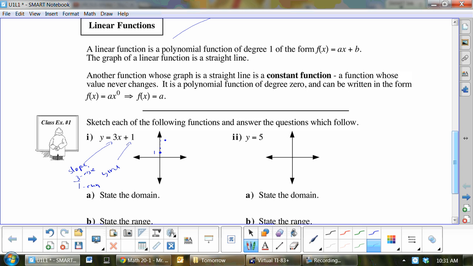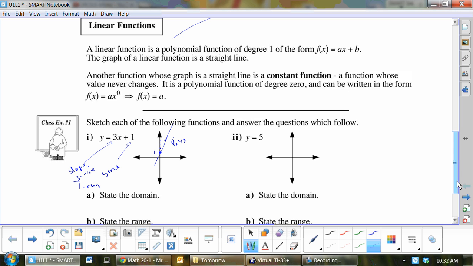Now, what is that point? What would it be? Up 3/1. No. 1, 4, right? Again, we do want to say 4/1, but remember, x always comes first.